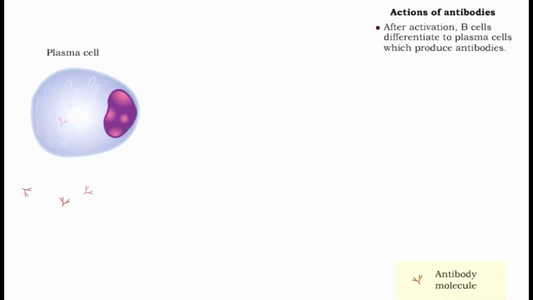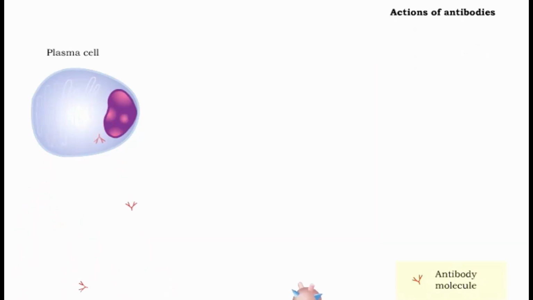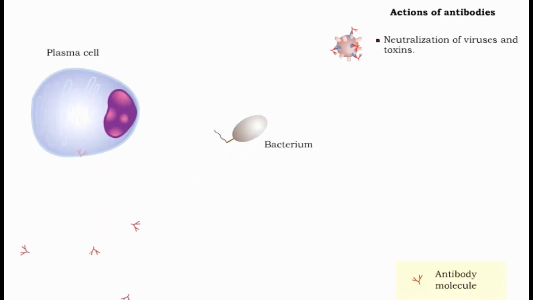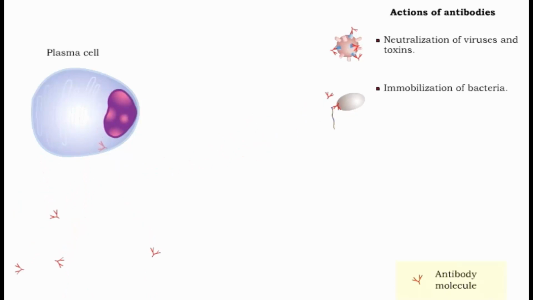The end result of activating the B cells is the production of antibodies. These antibodies help fight infection in several ways. Antibodies can neutralize antigens, such as viruses and bacterial toxins, by simply coating them and blocking their activity. Antibodies can attach to bacteria, preventing their movement and limiting their ability to spread to surrounding tissues.